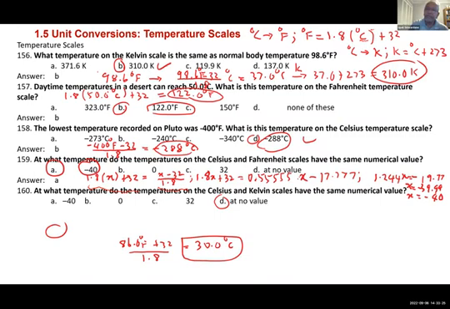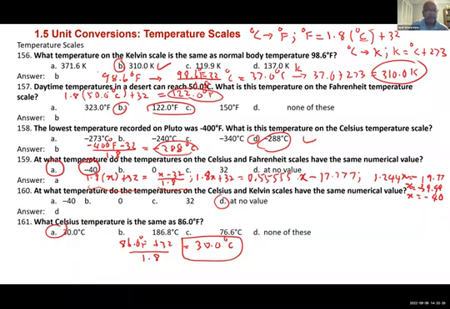Celsius and Kelvin scales don't have a common temperature, because they are shifted. They can never be the same, the Celsius and Kelvin scale.